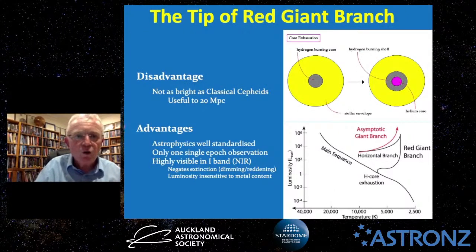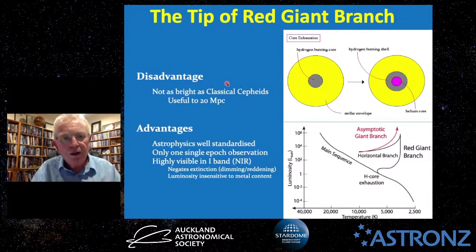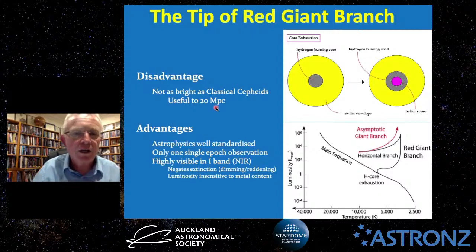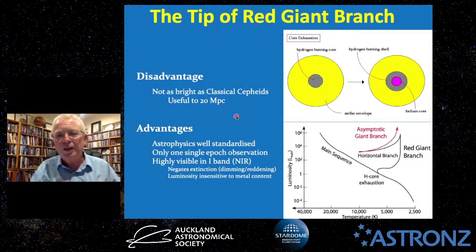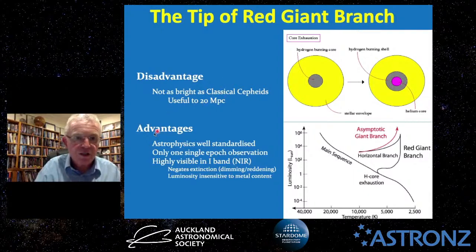Now, like all things, there are pluses and minuses. The disadvantage is they're not as bright. These red giants are not as bright as the classical Cepheids, so you can only use them out to about 20 million parsecs, which is probably about 70 million light years. But that's still a reasonable distance, they're just not as bright as those big classical Cepheids.